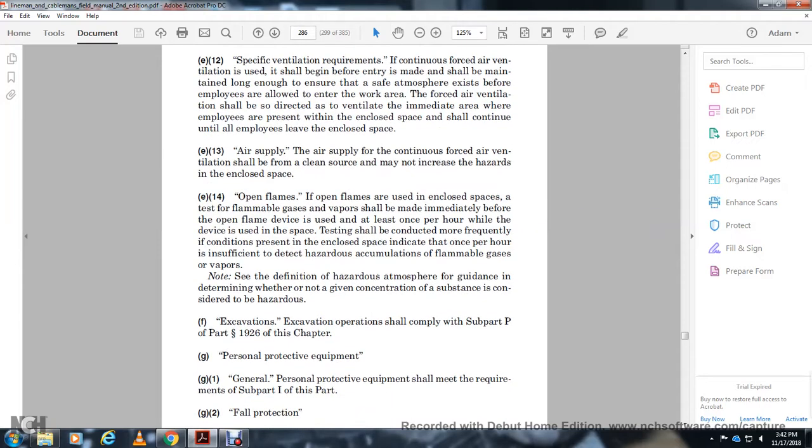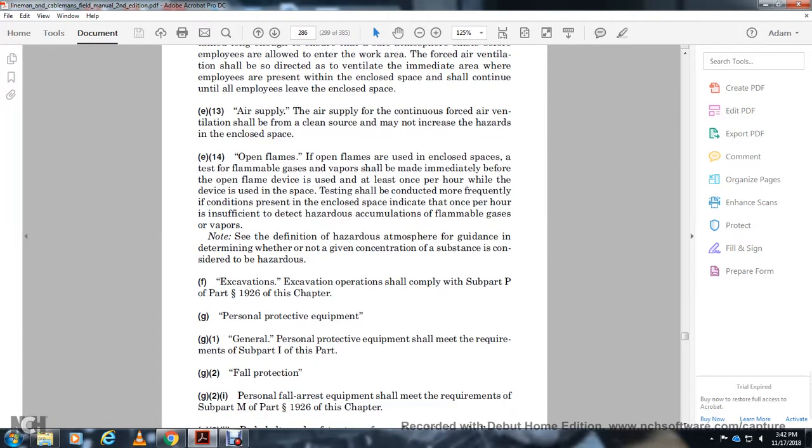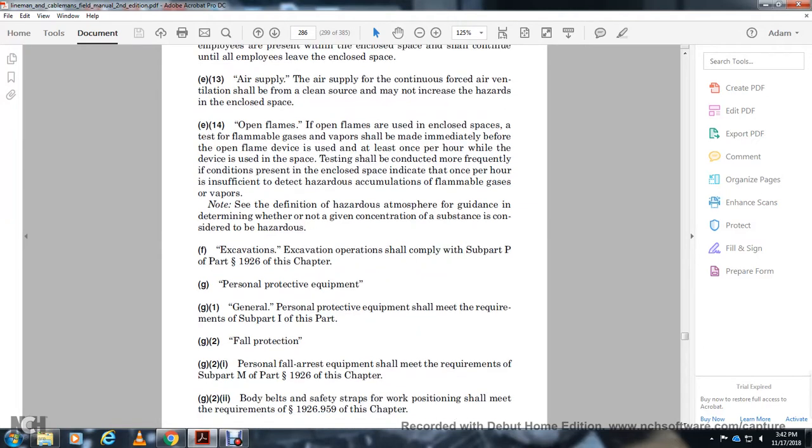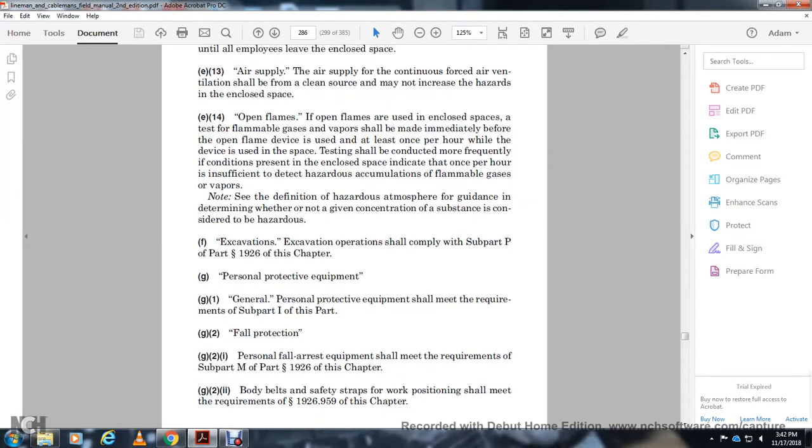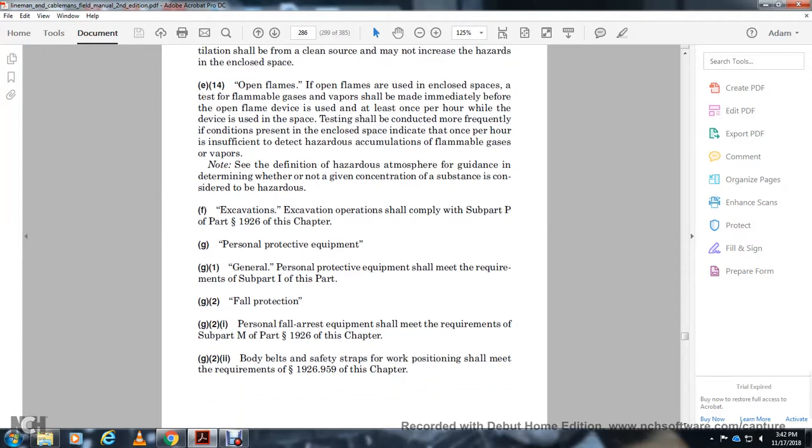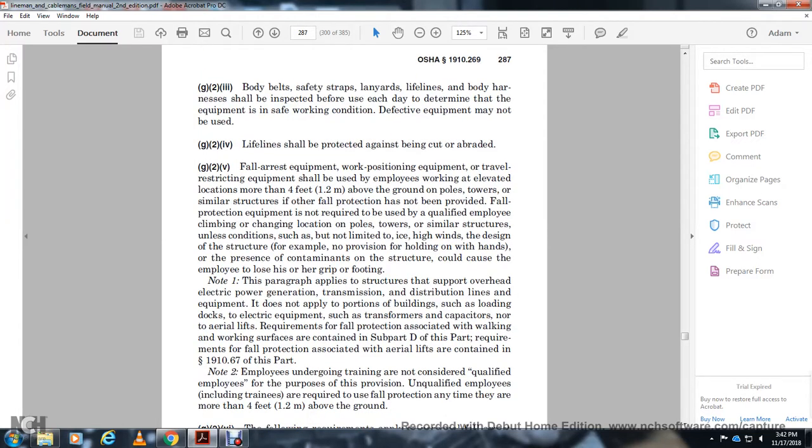Personal protective equipment. General personal protective equipment shall meet the requirements of subpart I of this part. Fall protection. Personal fall arrest equipment shall meet the requirements of subpart M of part 1926 of this chapter. Body belts and safety straps for work positioning shall meet the requirements of section 1926.959 of this chapter. Body belts, safety straps, lanyards, lifelines, and body harnesses shall be inspected before use each day to determine that the equipment is in safe working condition. Defective equipment may not be used.